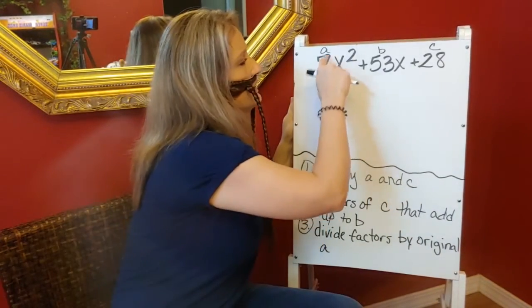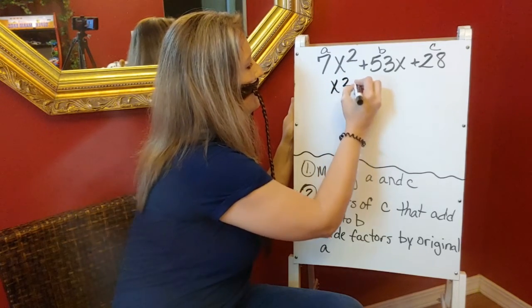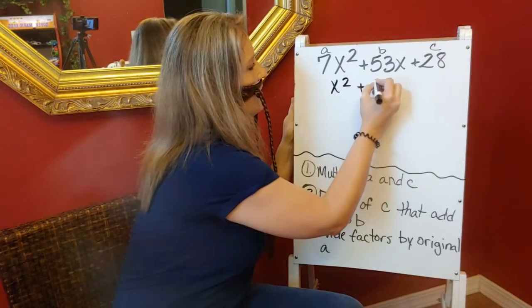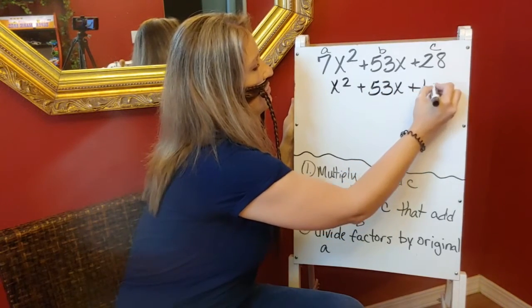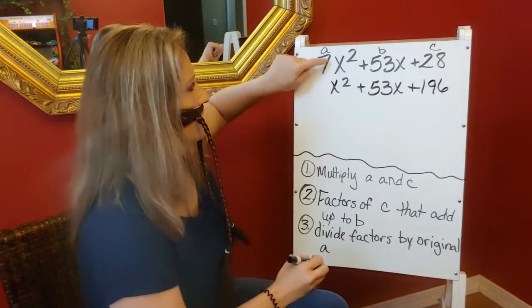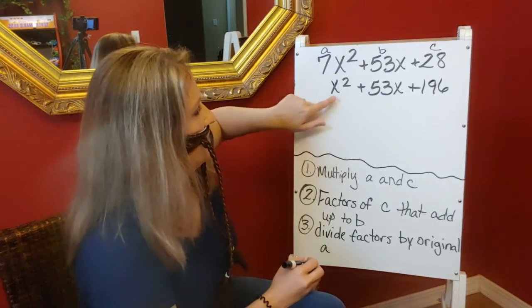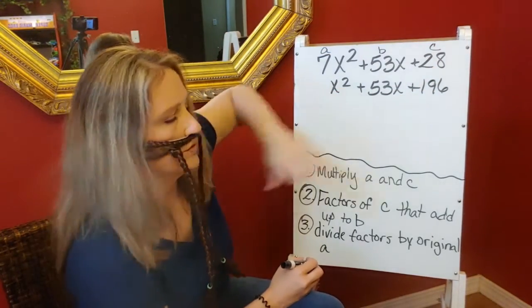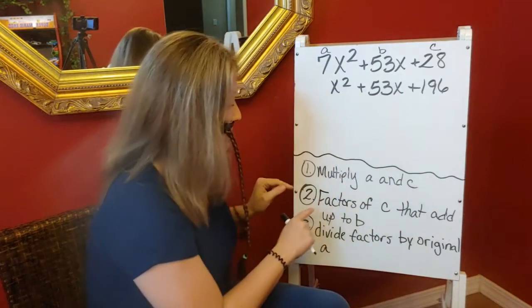And since I'm moving this 7 down there with that 28, I'm going to be left with an x squared. My middle term stays the same, and my last one becomes that 196. Okay, so I've taken this 7, moved it down here and multiplied it to get 196, left with an x squared here, middle term stays the same. Once I have it like this, then I can start on step 2.